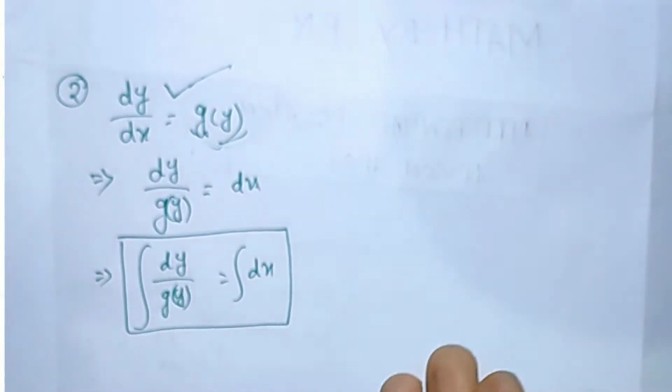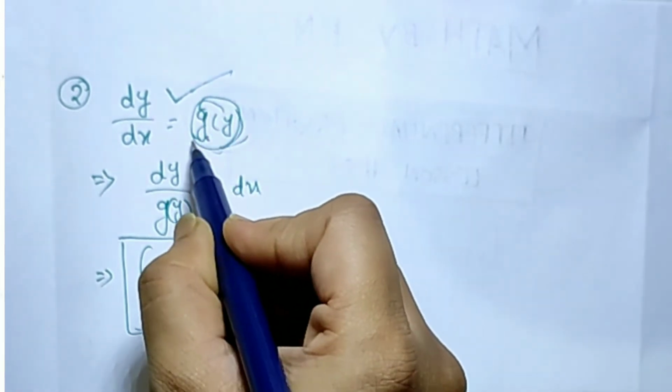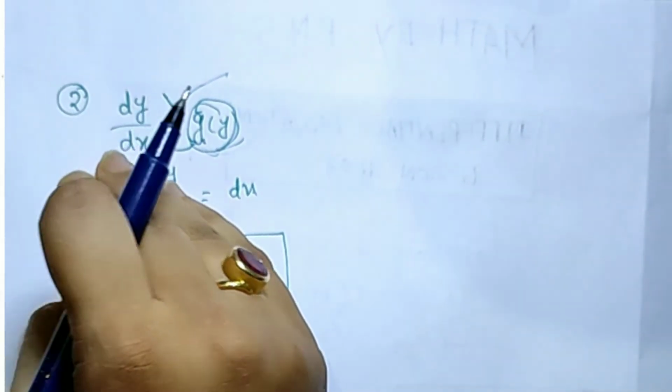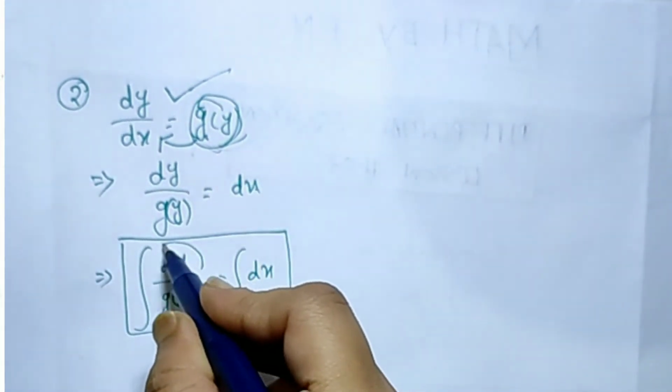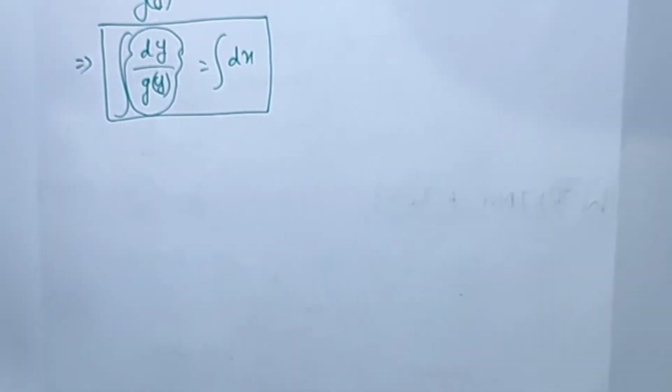To integrate g(y) we need the integrand dy. That's why we take the variable y, or function of y, on the left hand side and dx on the right hand side. Now I can easily integrate this function. Clear? So let's have some examples.